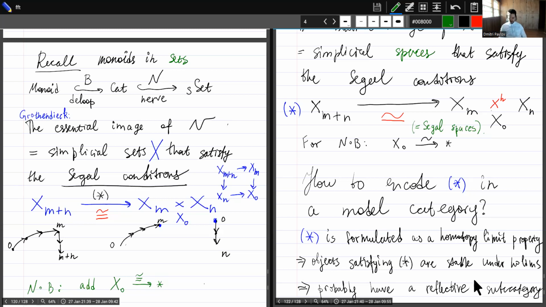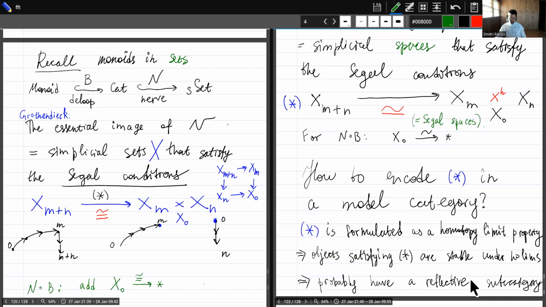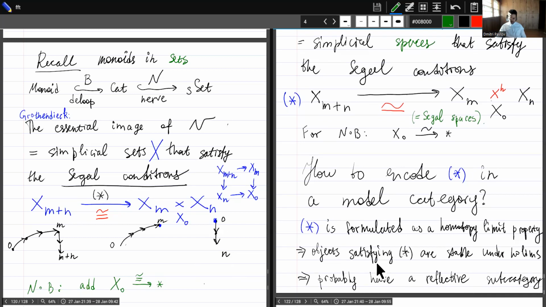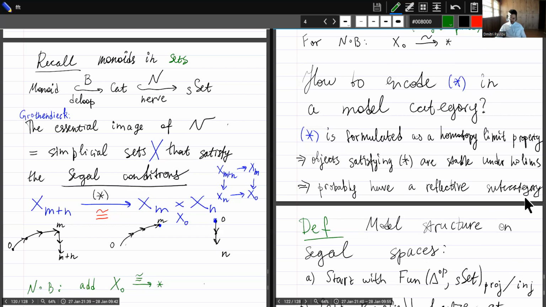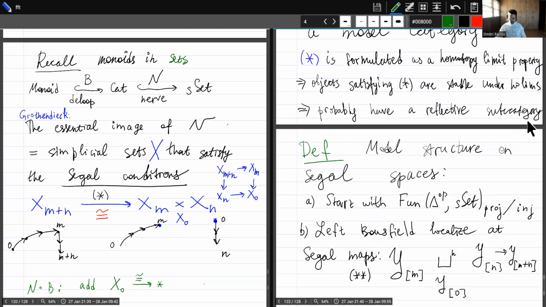And that's exactly what we see here. The full subcategory is closed under homotopy limits. And of course, it will also be closed under filtered homotopy colimits, because filtered colimits commute with pullbacks. So yeah, we certainly do expect this condition singles out a reflective subcategory, or in other words, we expect that it can be encoded by a left Bousfield localization. That's exactly what we are going to do now.